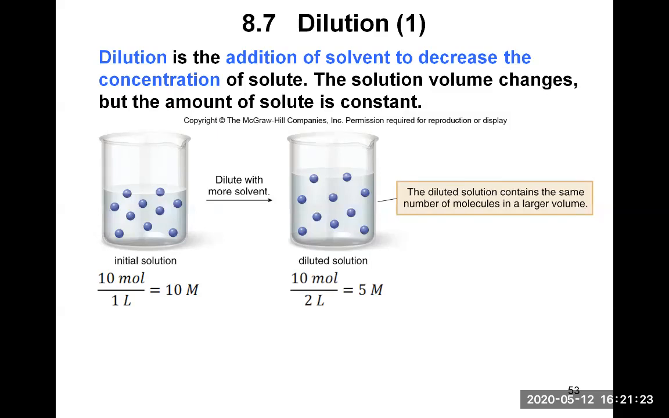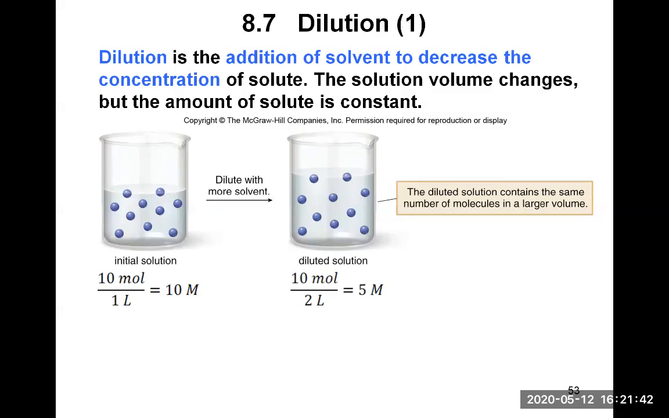So that's what dilution does. It's decreasing the concentration, or diluting it, by changing the amount of solvent. The number of molecules of solute is staying the same. Let's verify that by calculating the number of moles of solute.